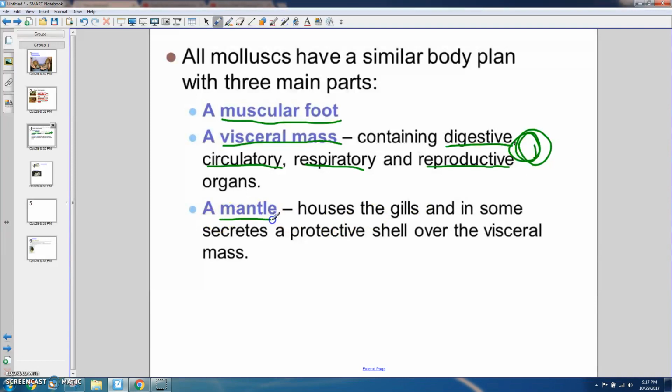And the third part is the mantle. The mantle actually houses the gills in what we're talking about today with snails. And it also has the ability to secrete calcium, and it creates calcium carbonate through a chemical reaction with ocean water, and that helps to produce their shell if they have one. And the shell is protective in the fact that it's protecting the entire visceral mass inside of it. So the shell is definitely a protective component.